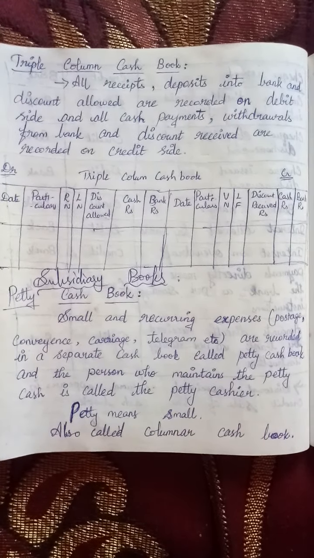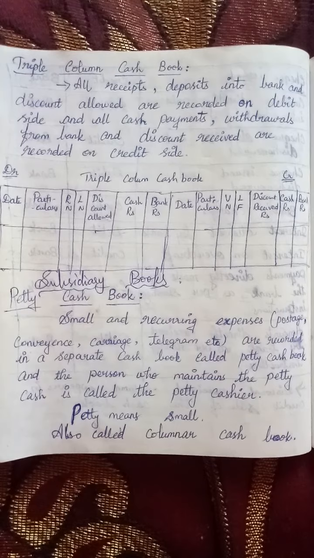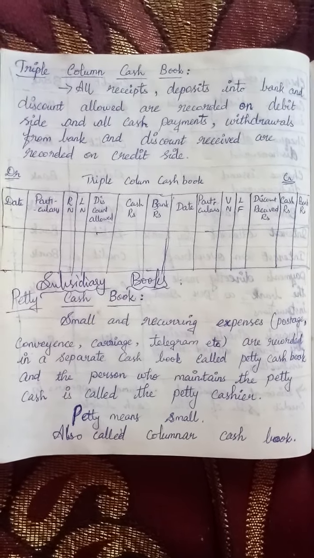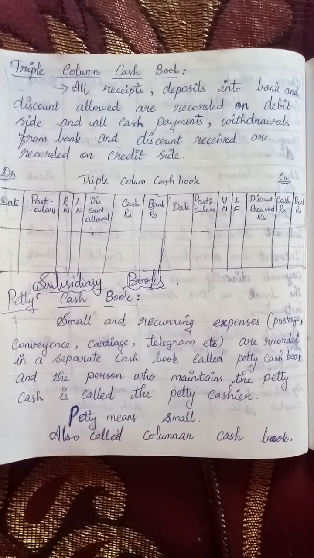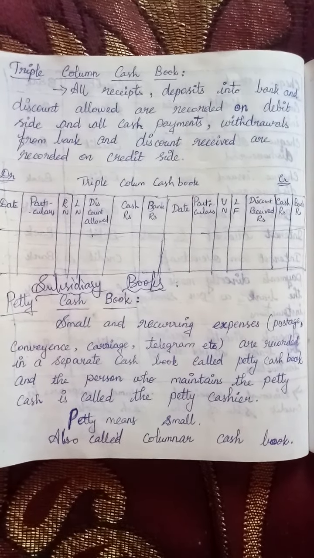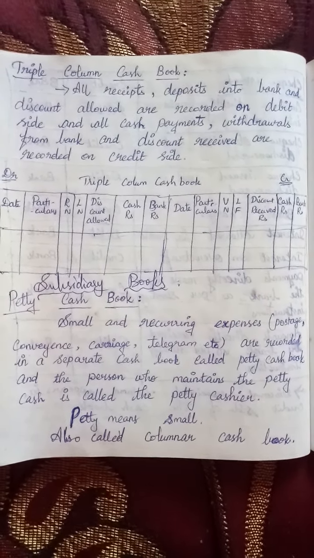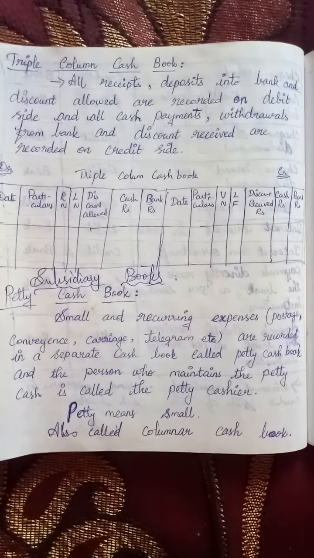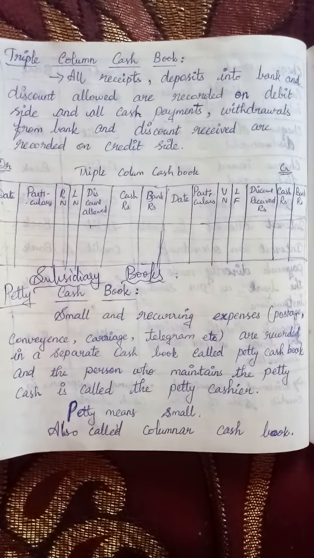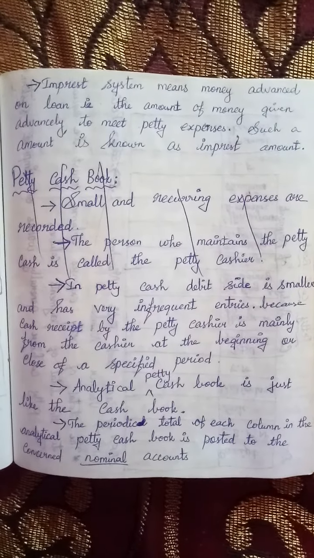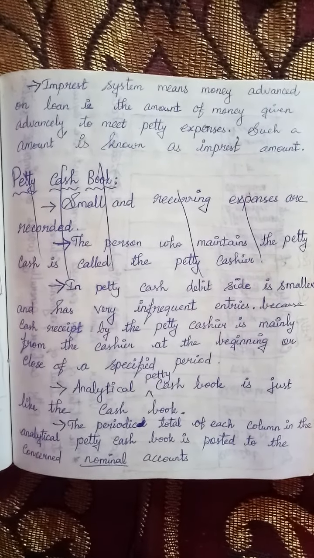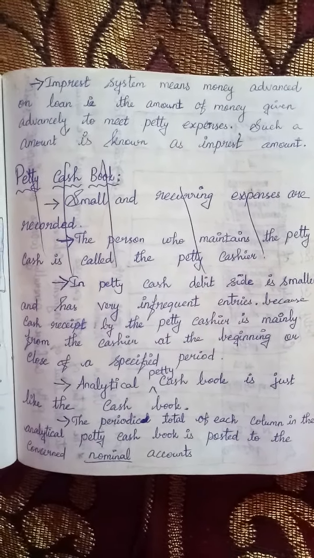Petty cash book. Small and recurring expenses like postage, conveyance, carriage, telegram and so on are recorded in a separate cash book called the petty cash book, and the person who maintains the petty cash is called the petty cashier. Petty means small. It is also called a columnar cash book. Imprest system means money advanced on loan, that is, the amount of money given in advance to meet petty expenses. Such an amount is known as the imprest amount.